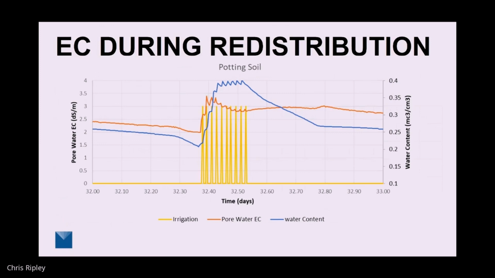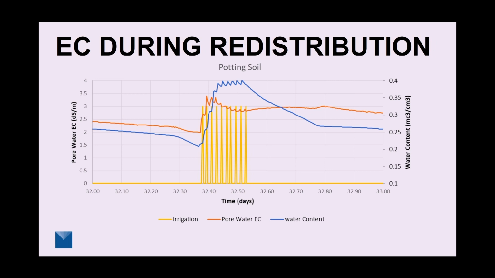So let's look at a data trace that an AROYA customer might see just from watering their plants. And why don't you talk about what's going on in this time series graph and the concept of redistribution of EC? Okay, the blue line is the water content. The orange line is the pore water electrical conductivity. The yellow lines show the irrigation shots, individual shots that are for an irrigation event.